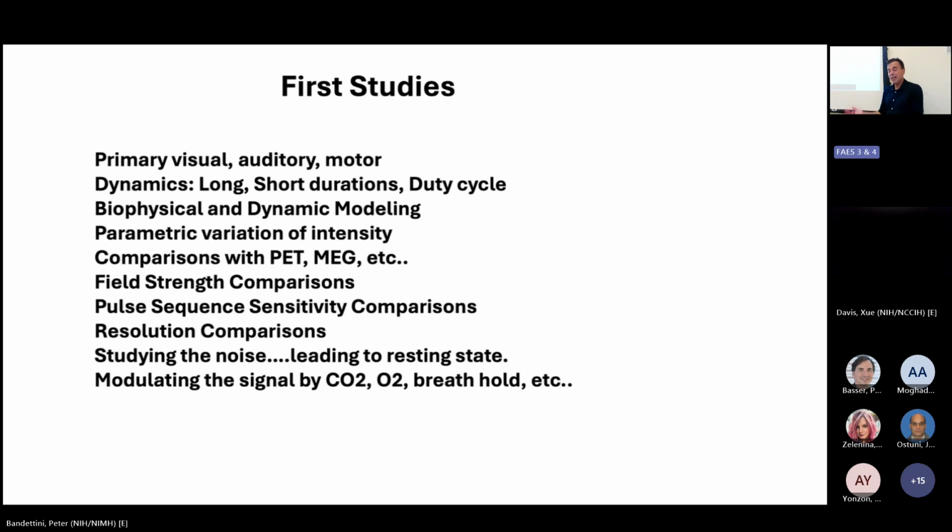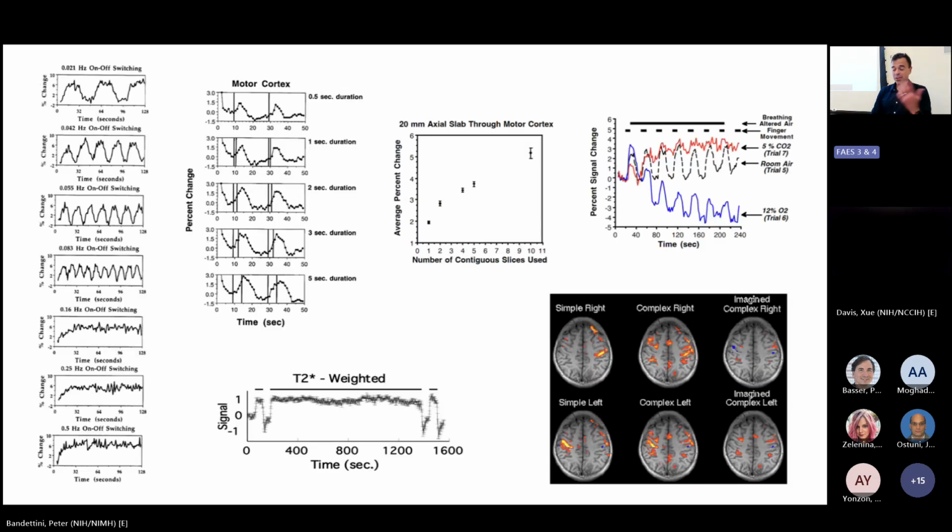And as I mentioned, the first studies in fMRI, it was like the Wild West. You know, we did visual, auditory, motor, we looked at the dynamics, we tried to model it. We did parametric variation of the intensity to compare it with psychophysical results. We looked at the pulse sequence sensitivity, resolution comparisons, and the noise, which led to resting state fMRI. And we tried to modulate the signal by CO2, O2, breath holds. And so there are all kinds of experiments that were in the early days, and they're still going on today.